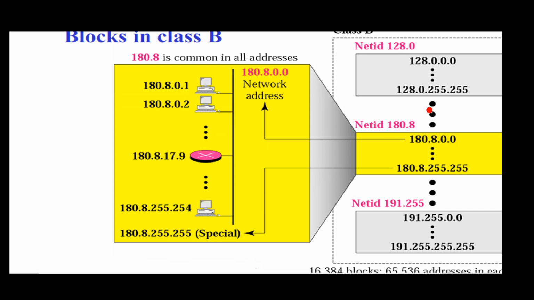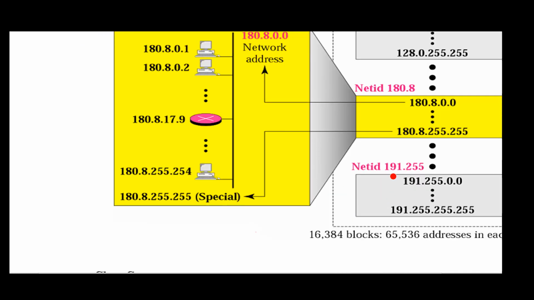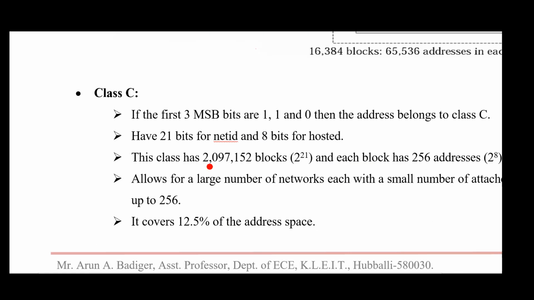You can see another diagram here. It is 180.8. This is a fixed network address. The host changes in the last 2 bytes, up to around 255. So here it is 128 and 180. It falls under the second class, and up to 191 they can go.